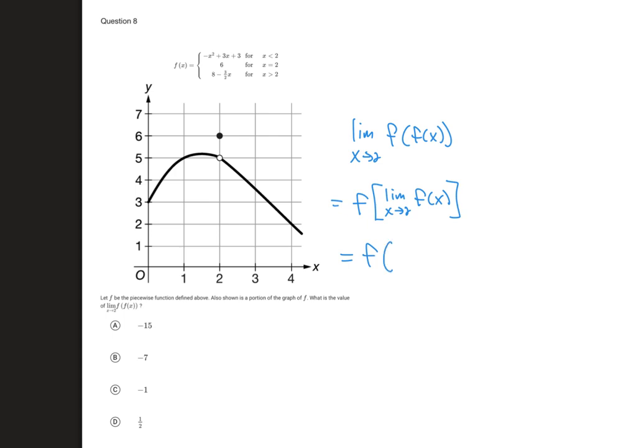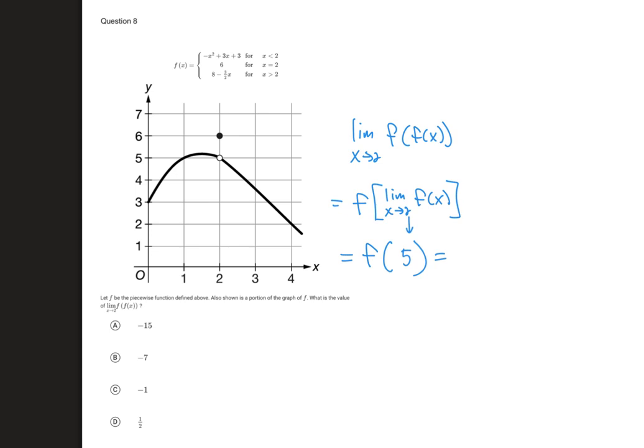So the limit as x approaches 2 of f of x: as x approaches 2 from top and bottom, it approaches 5. So really this limit just equals 5. And then f of 5, we can't use the graph anymore because 5 doesn't show up. We can estimate. Among the answer choices, it looks like it might be 1/2, but let's see.